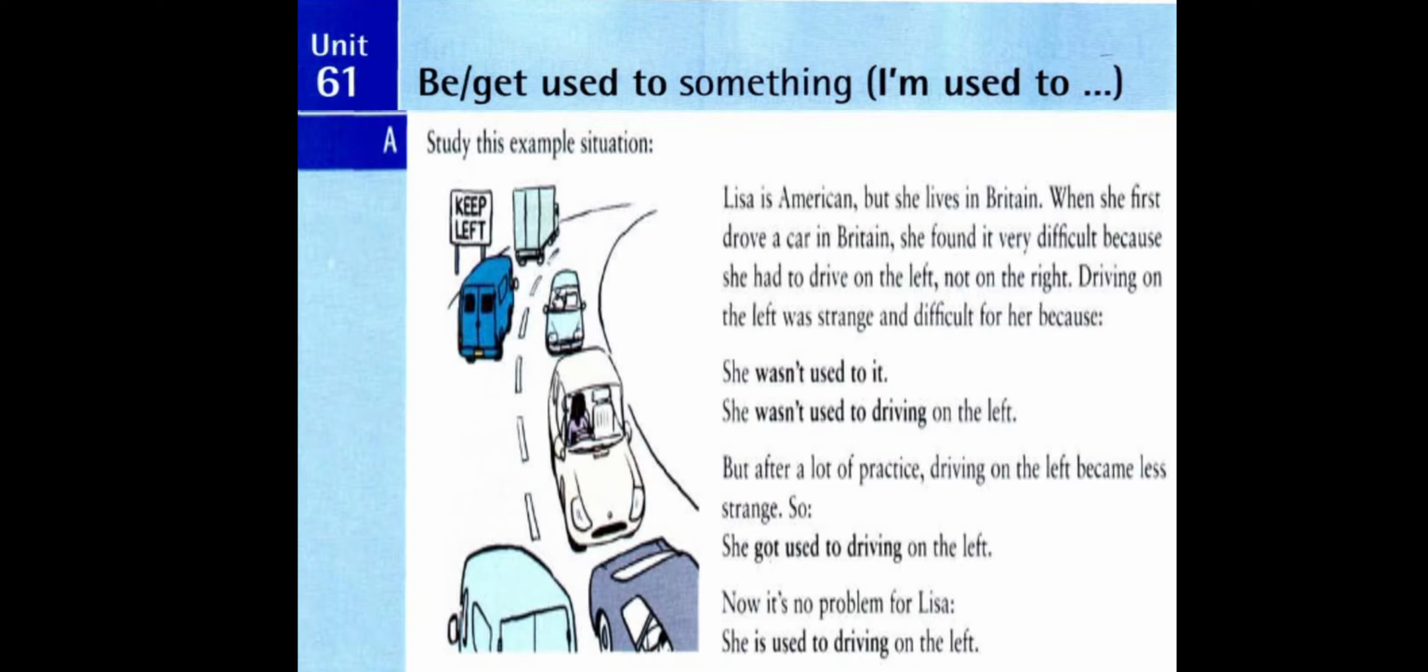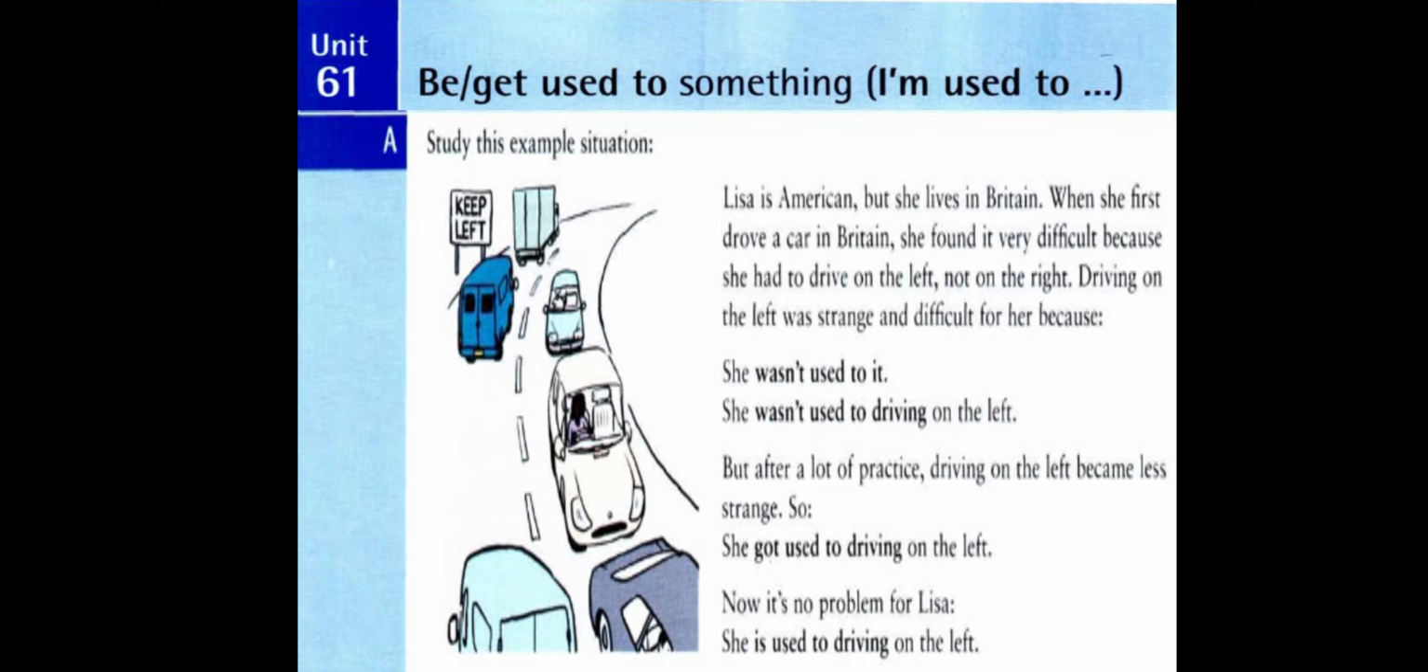Now it is no problem for Lisa. After some time, she became familiar with driving on the left, and it is okay for her. She faces no problem in driving on the left. So we say she is used to driving on the left. And here we use is before used to and verb plus ing after to.